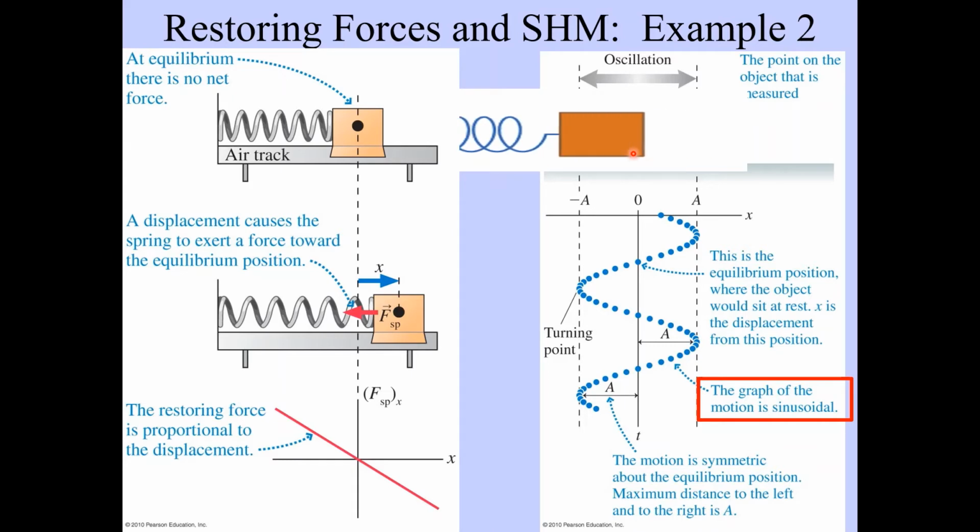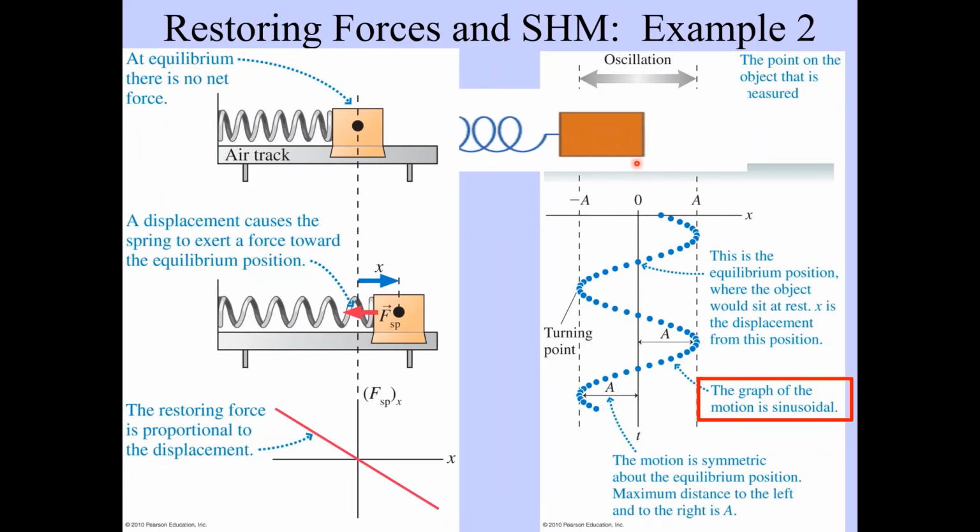And so notice the oscillation. This point right here where the spring is relaxed is our equilibrium position at 0. We're going to pull it over a distance equal to the amplitude of oscillation, and so it is going to swing back and forth between positive A in distance and negative A in distance. Again, A is the amplitude of oscillation.